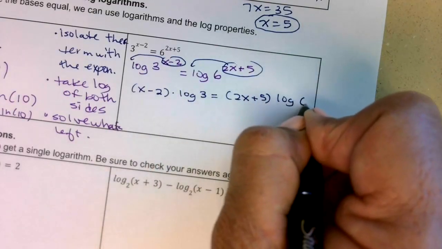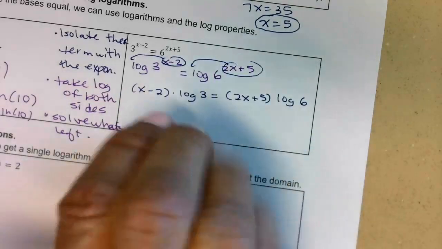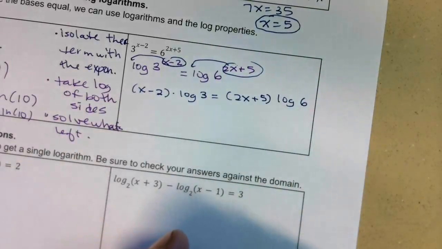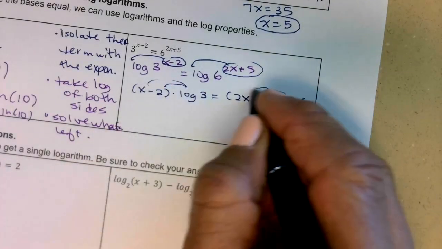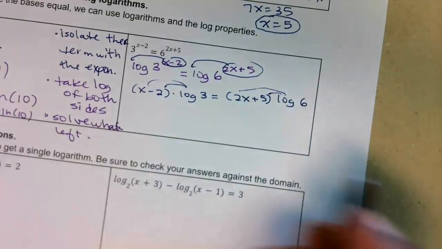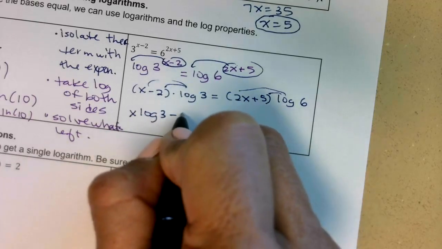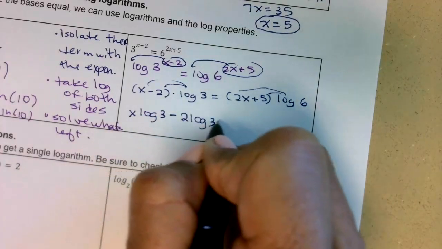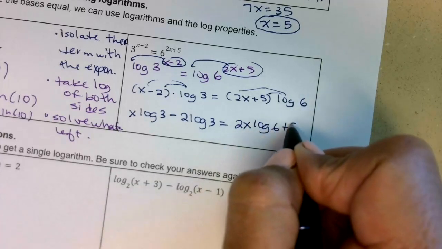Notice where I put my parentheses, everybody. Those things that came in front are binomial, so I want to make sure they get distributed as needed. So go ahead and distribute your coefficient logs. It feels weird. It's just a number written this way. So I'm going to get x log 3 minus 2 log 3 equals 2x log 6 plus 5 log 6.